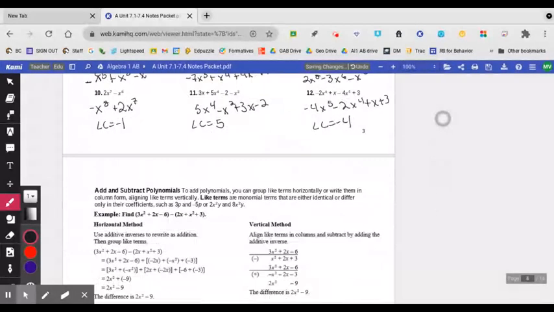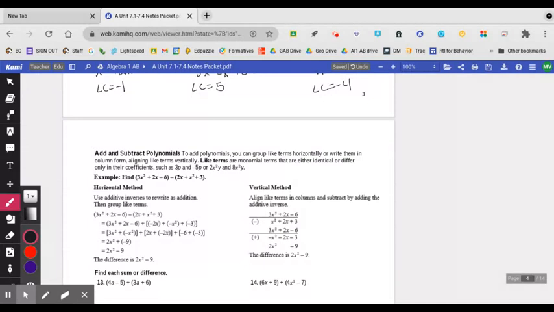Now we're going to talk about adding and subtracting. To add polynomials, I group like terms. I can do this either horizontally or write them in column form. Align like terms. Like terms are monomials that are identical. They only differ in their coefficients. So the same variable with the same exponents.